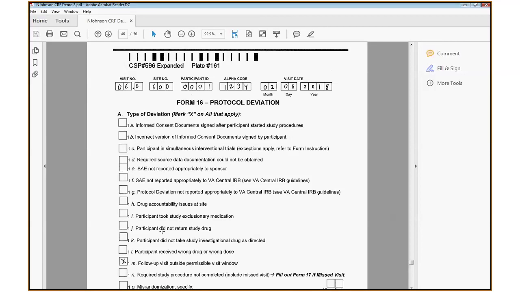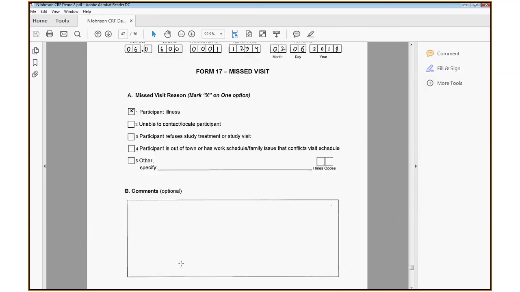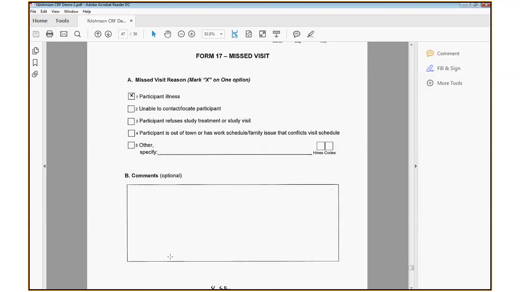Because the visit happened outside the permissible window, there is a protocol deviation. This was beyond the control of the study team, but it still needs to be measured. In this case, follow-up visit outside permissible window. As I said, Site Coordinator Sally started to complete a missed visit form, but it was not required since Joe, the veteran, actually came in and completed all the visit information.